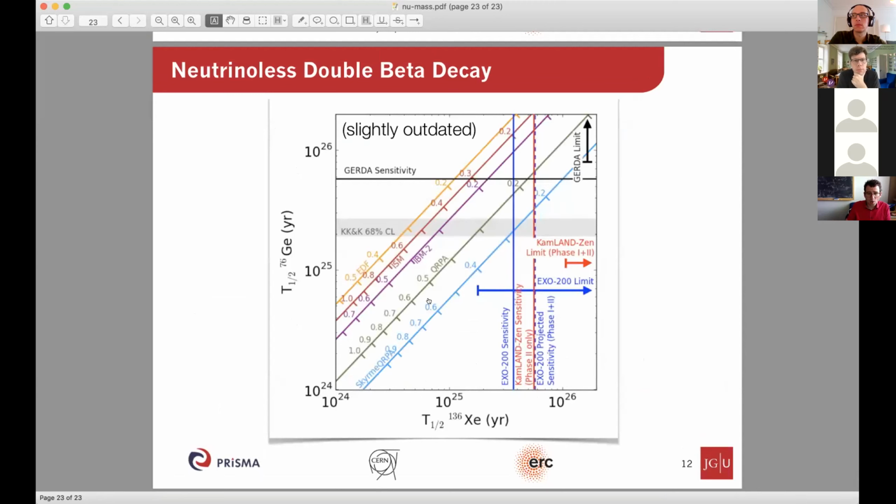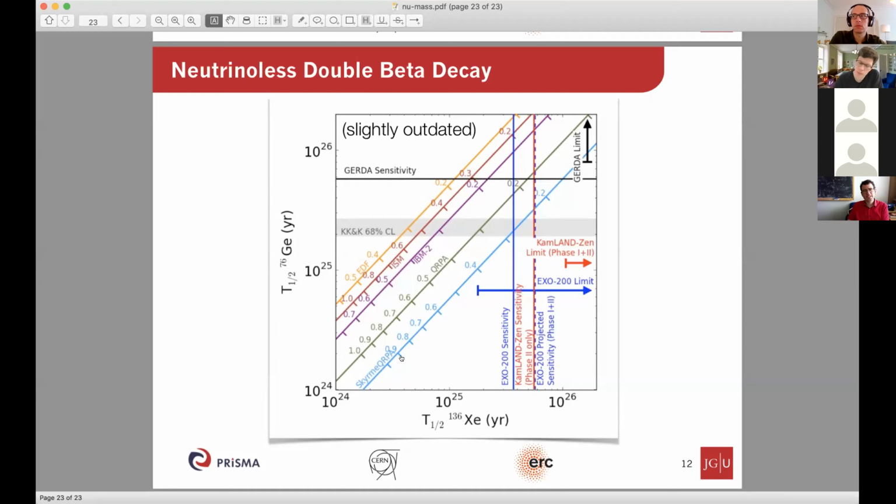And here's how this can be translated into a sensitivity on neutrino mass. This plot shows on the horizontal axis the half-life of xenon-136. That's one isotope that can undergo double beta decay. On the vertical axis, the half-life of germanium-76, another isotope that can undergo double beta decay. The experimental constraints are the horizontal line here and the vertical lines here. And the diagonal lines here are based on different nuclear calculations.